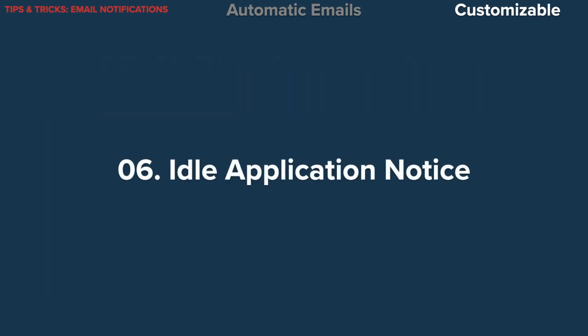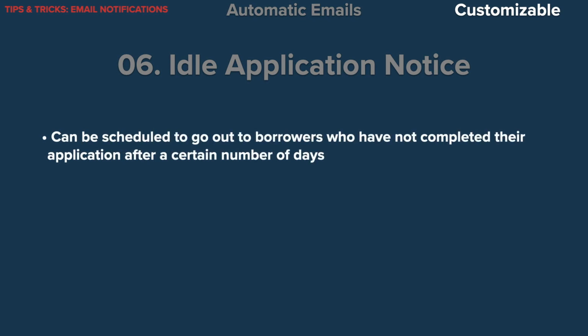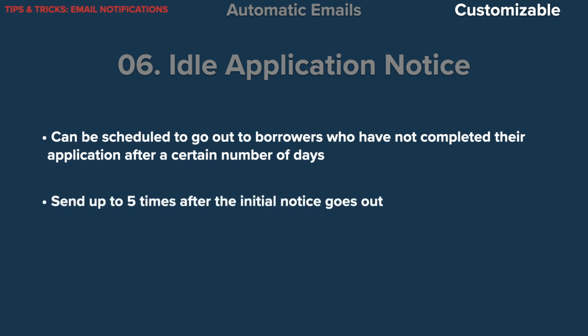And 6, the idle application notice. So this is another automatic email that can be scheduled to go out to borrowers who have not completed their application after a certain number of days. And again, this one can also be sent up to 5 times after the initial notice goes out to the borrower.